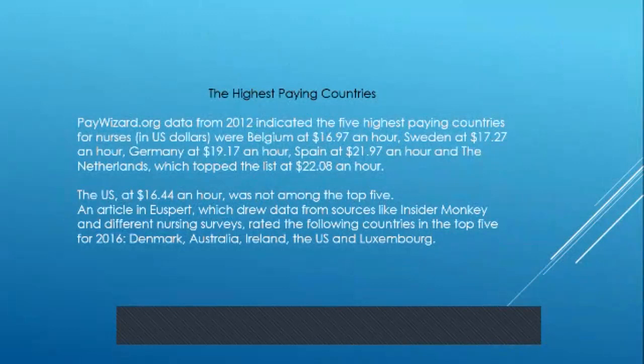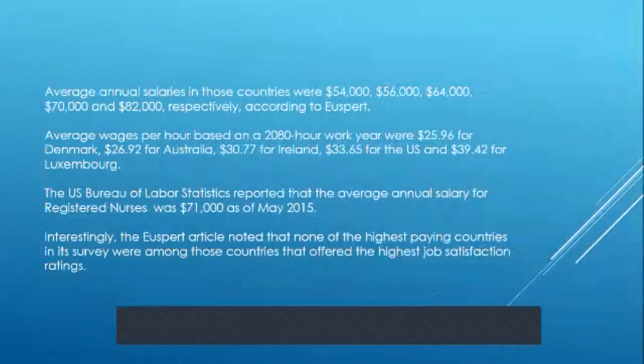Top five countries are Denmark, Australia, Ireland, the US, and Luxembourg. Annual average salaries in these countries are 54,000, 56,000, 64,000, 70,000, and even 82,000 respectively, according to the US. So you see, in Australia you can earn almost 26 or 27 Australian dollars per hour, $30 for Ireland, $33, and $39 for Luxembourg.